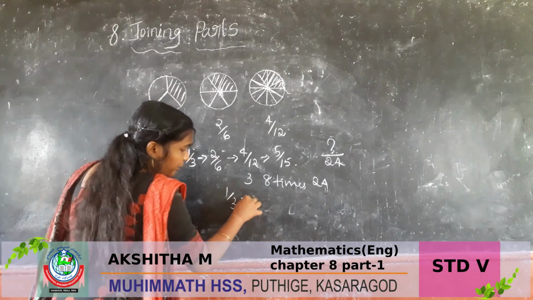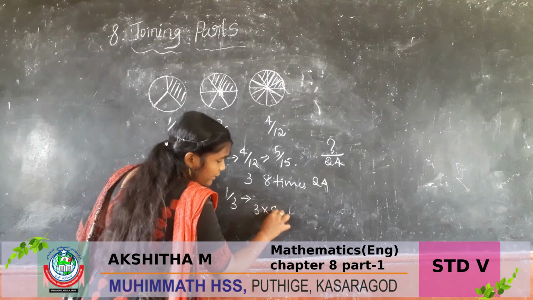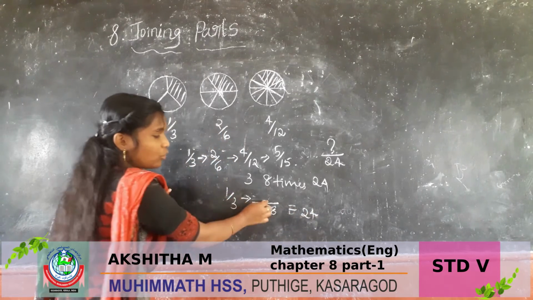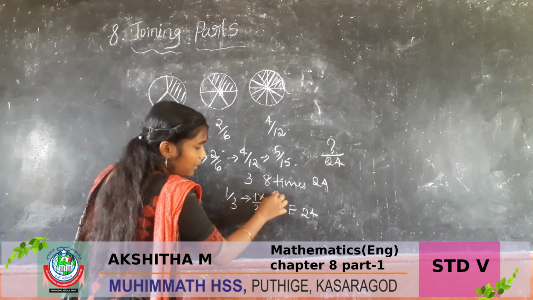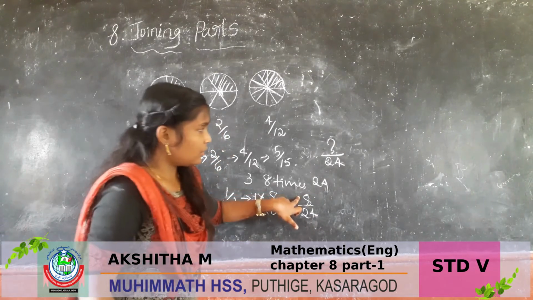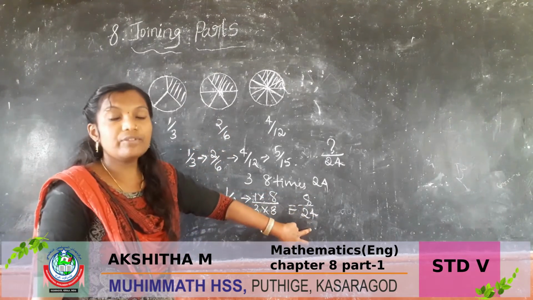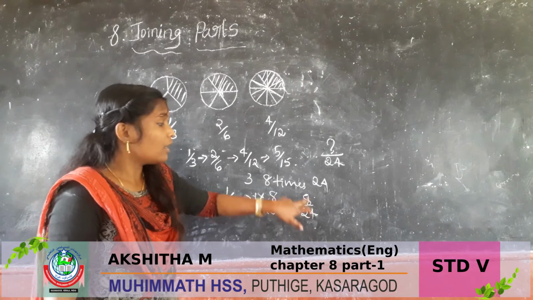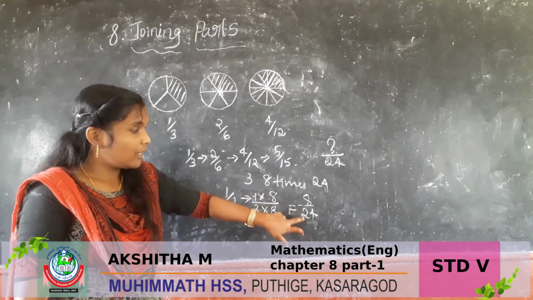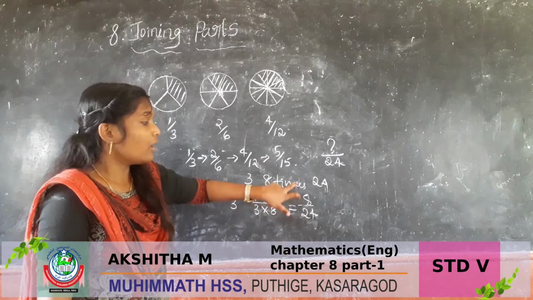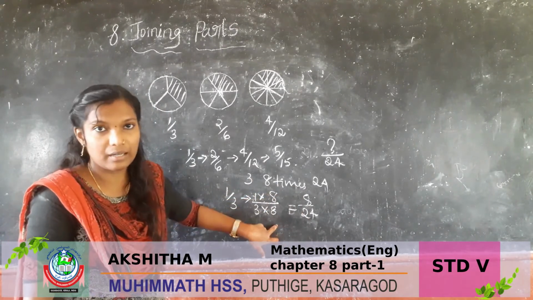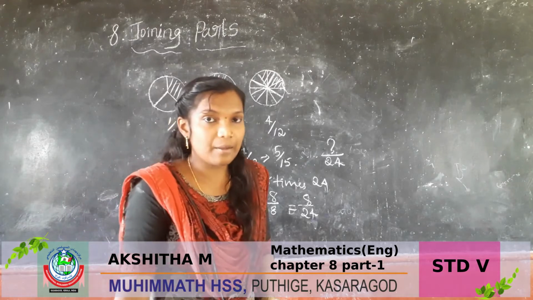1 by 3. Here, 3 into 8 is 24. Here also we have to multiply by the same number. 1 into 8 is 8. So, if the denominator is 24, the numerator is 8. Is it clear? We have to multiply by the same number here. Let us see another example.